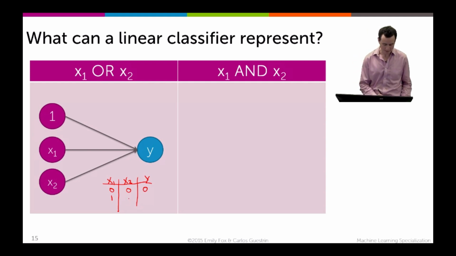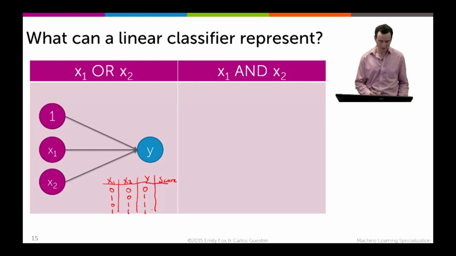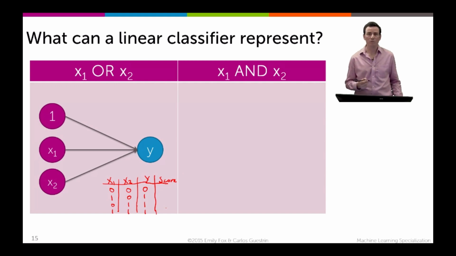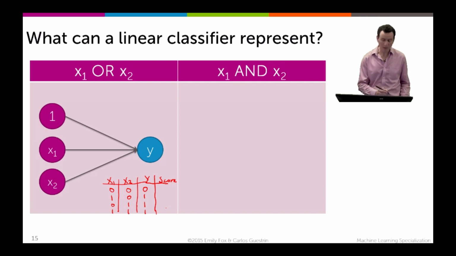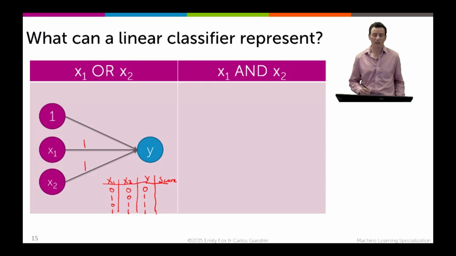When X1 is 1 and X2 is 0, the output is 1. When X1 is 0 and X2 is 1, the output is 1. And similarly, when they're both 1, the output is 1. So we want to define a score function such that the value is greater than 0 for the last 3 rows, but it is less than 0 for the first row. How do we do that? There are many ways to do it actually, but if I put a weight of 1 on each one of the edges, x1 and x2, the score of the first row is 0, and the score of the other rows is greater than 0.